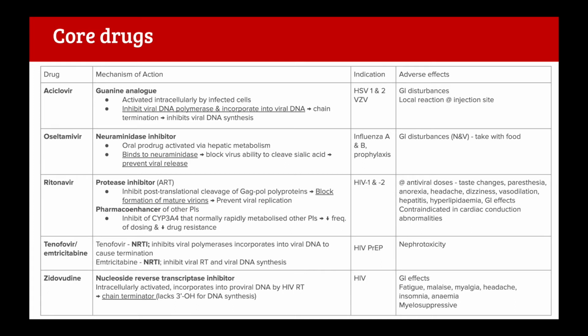So yeah, this just prevents viral replication, as these newly synthesized proteins can't be activated. Yeah, and it can also be used as a pharmacoenhancer of other PIs, and this is because it inhibits this hepatic enzyme that normally is responsible for metabolizing other protease inhibitors. By inhibiting this, the enzyme is no longer able to metabolize the other protease inhibitors as quickly. Therefore, we're able to reduce the frequency and dosing of these drugs, and also reduce the chances of drug resistance. In this case, ritonavir will be taken in subtherapeutic doses. So we use it mainly to block this enzyme instead of its usual function as a protease inhibitor. And this drug is used for HIV 1 and 2.